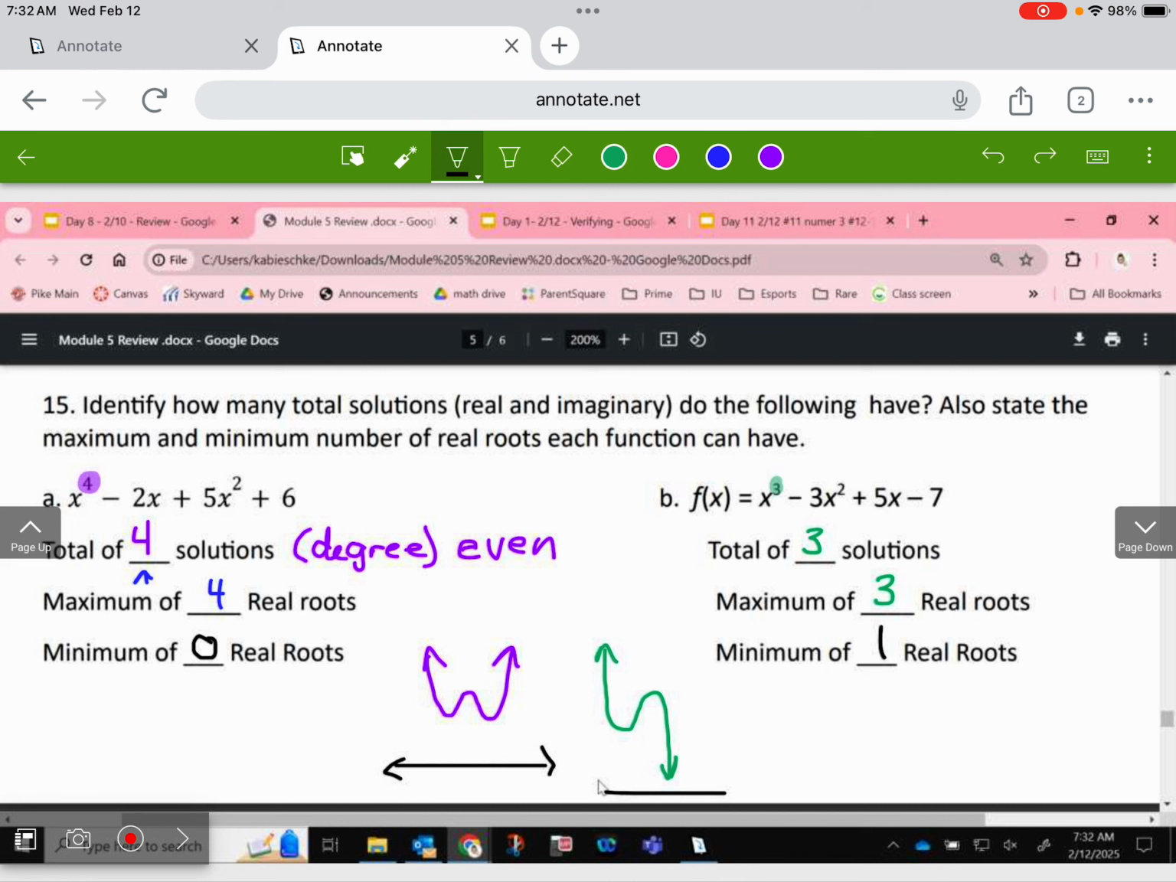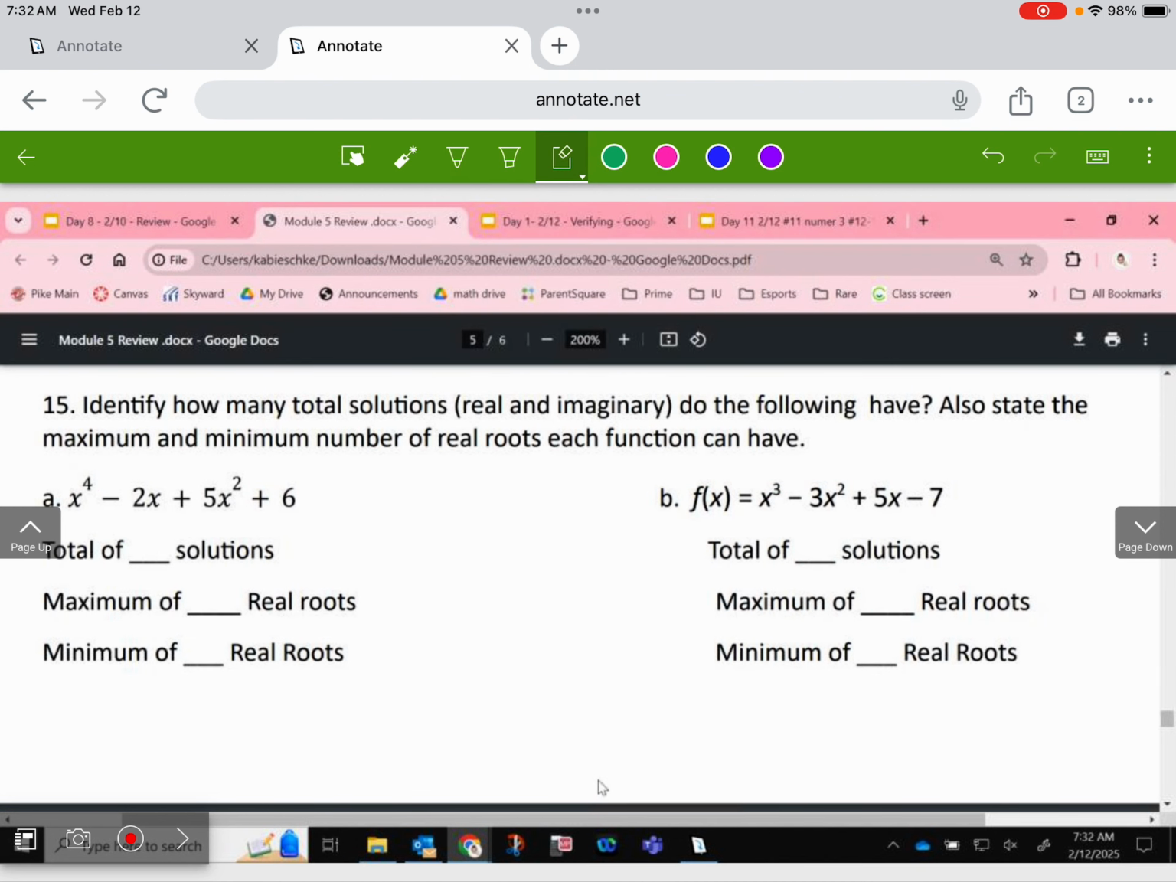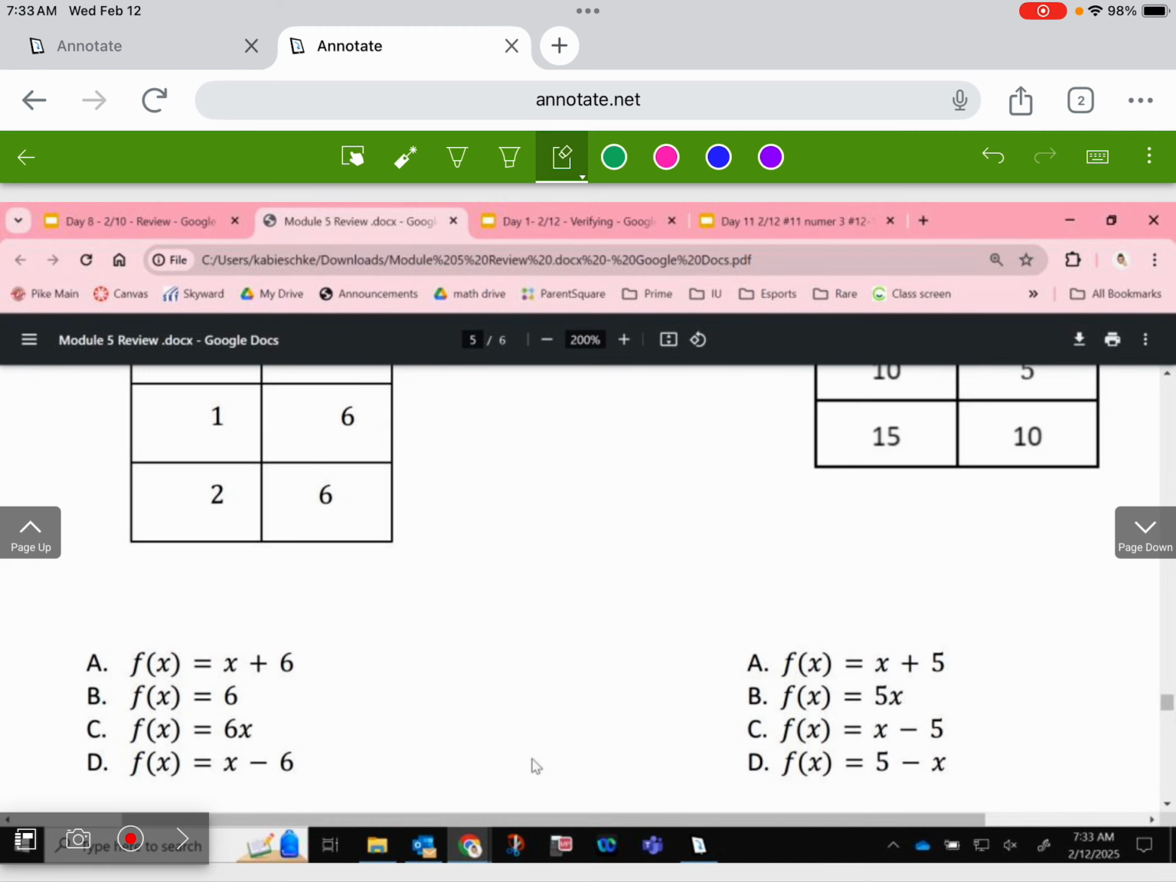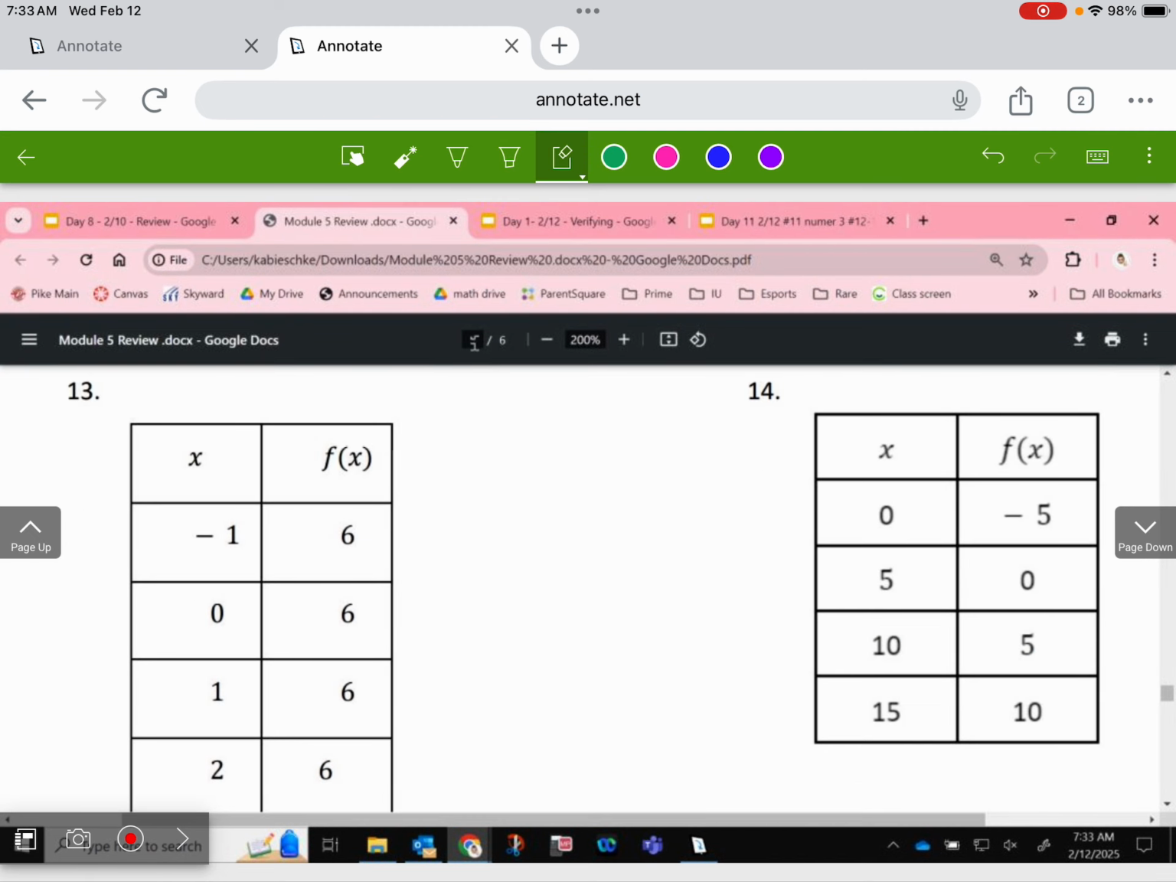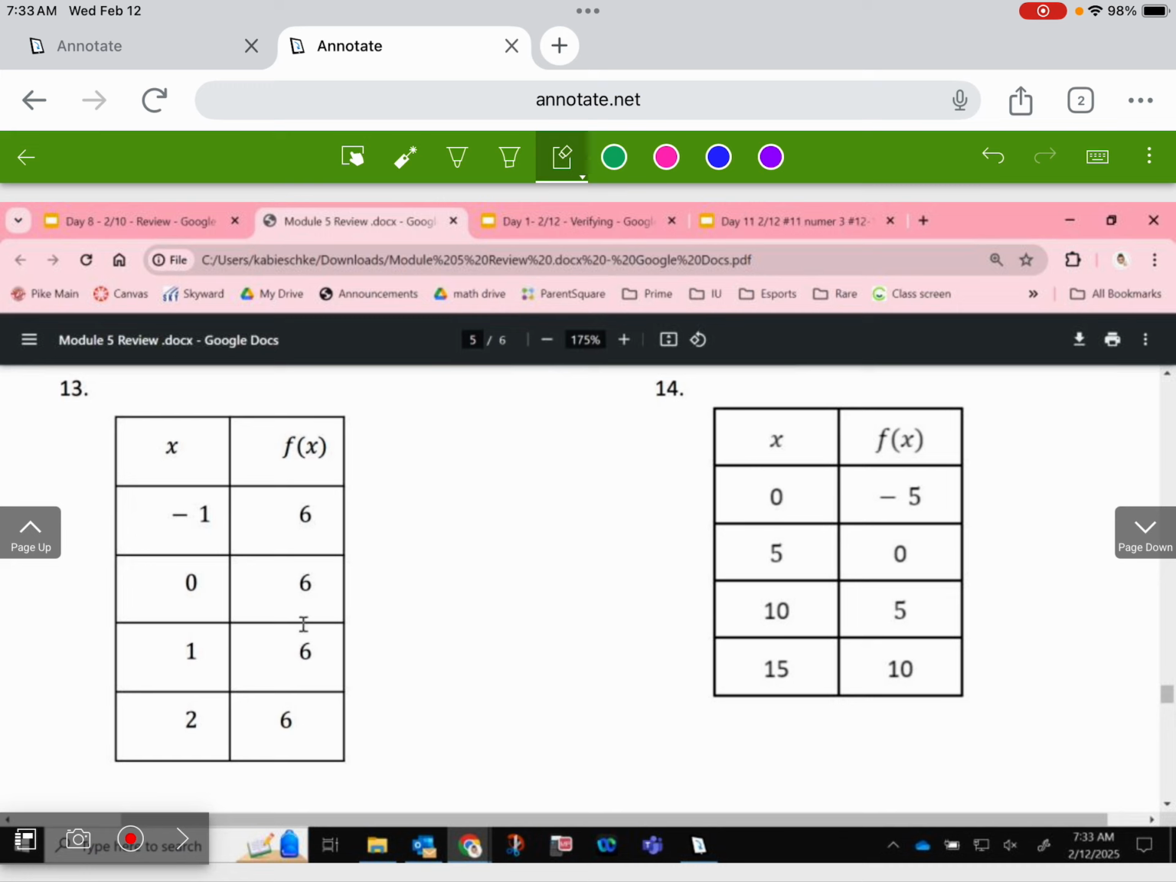Number 13 is very much like the bell work one we just did. Try and find your slope, how the x's change, how the y's change, and find your y-intercept. These tables actually both have our y-intercepts in there. So you guys can totally do this. It's very much like the bell work one we just did.